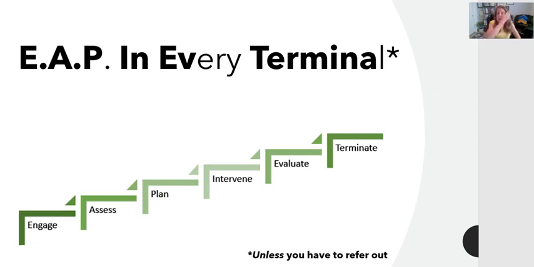The main exception here is when you have to refer out. I call these the exception situations. So common ones might include abuse. If there is suspected child or elder abuse, you would need to report that. If there is interpersonal violence or domestic abuse, that would be contraindicated to doing couples counseling, for example.